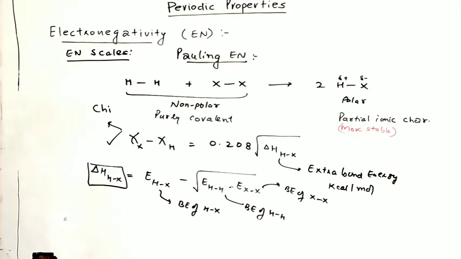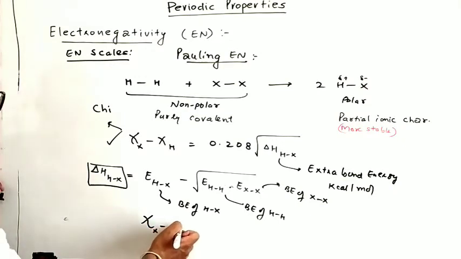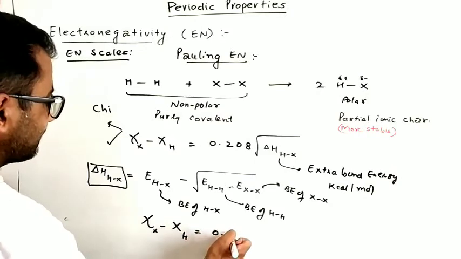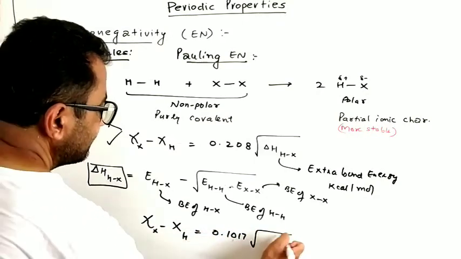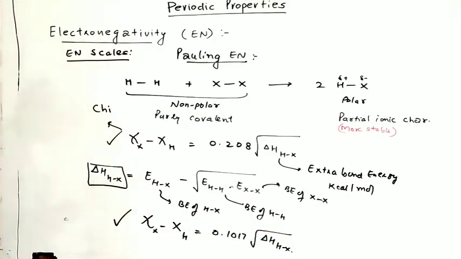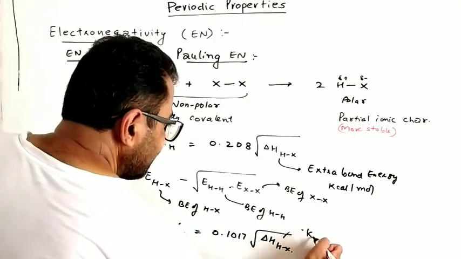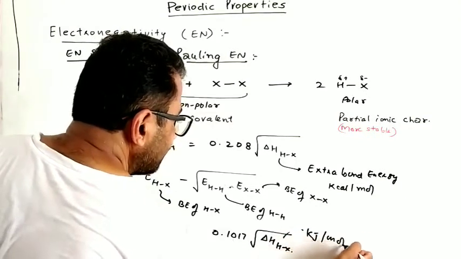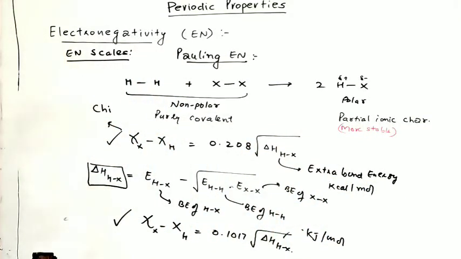If we want to represent it in kilojoule per mole, just change the value to 0.1017. So you can write chi X minus chi H equals 0.1017 root delta H of HX. So these are the formulas. Now this energy is in kilojoule per mole. Here it was kilocalorie per mole, now it is kilojoule per mole. So this is about the Pauling scale, to find the electronegativity difference and the electronegativity of any atom with respect to hydrogen.